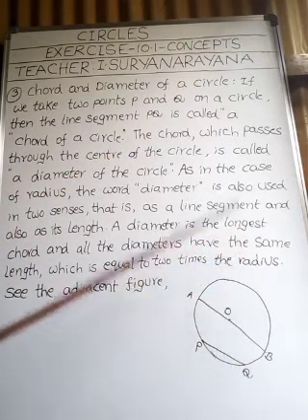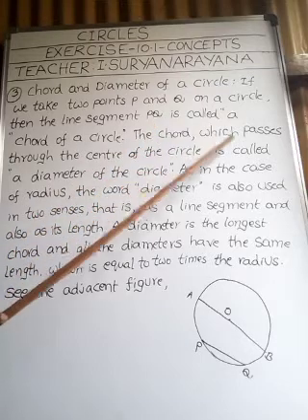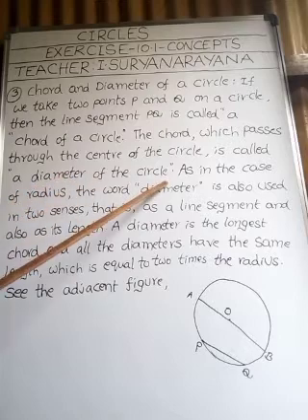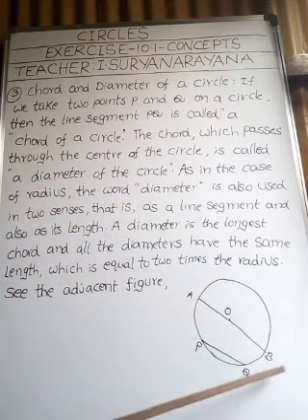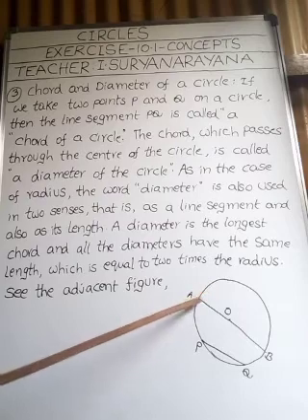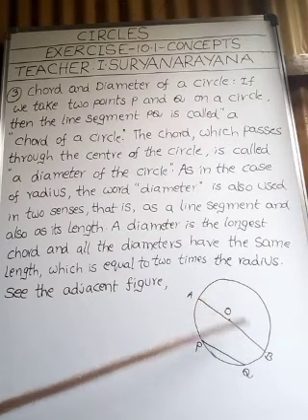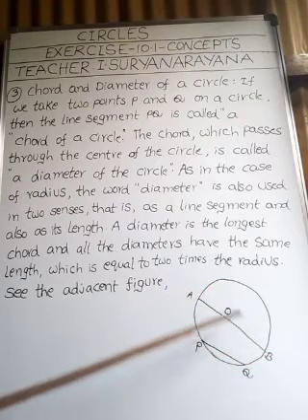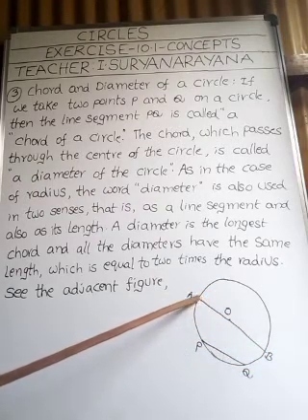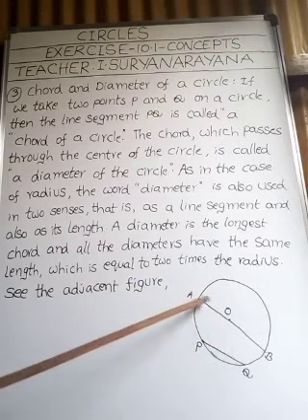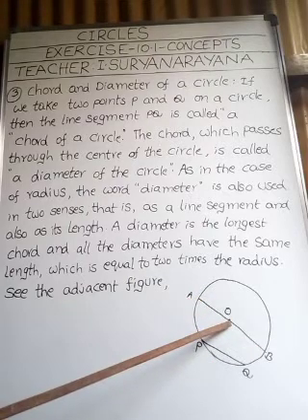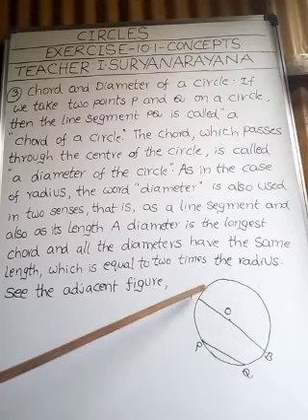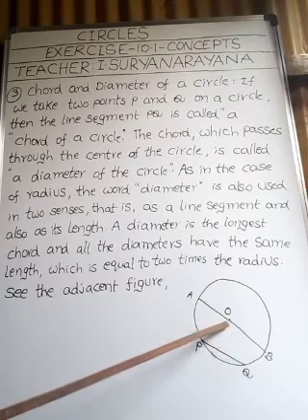Is it clear? Next, the chord which passes through the center of the circle is called a diameter of the circle. See this line segment AB, my children. Here also point A is lying on the circle and B is also lying on the circle. Both points are on the circle. And if you join these 2 points, this line segment is passing through the center O of the circle. Isn't it, my children? Yes or no? This line segment is passing through the center of the circle.